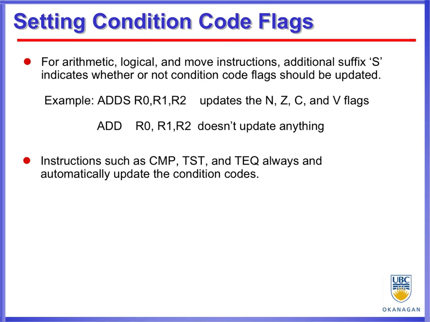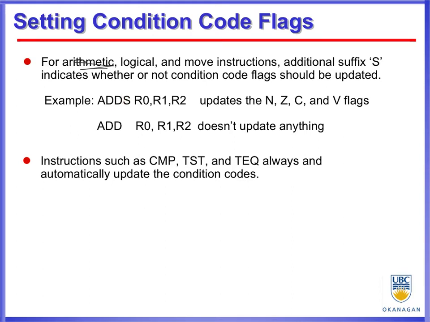Okay, so setting the condition code flags. One of the ways we can do that is with those instructions: test, TEQ, and compare. They always set the condition code flags based on whatever happened in that instruction. But our normal, regular instructions can also be set up to do that. So arithmetic, logic, and move type of instructions, right? When you move a number from one register to another register, there's no reason that instruction should update the condition codes, right? But you can force it to do so by adding the suffix S to the end of the instruction.